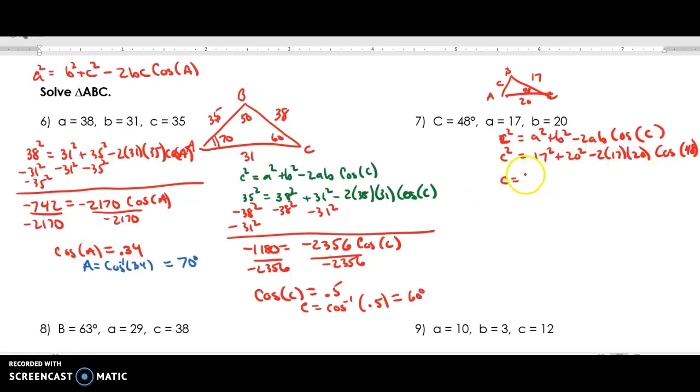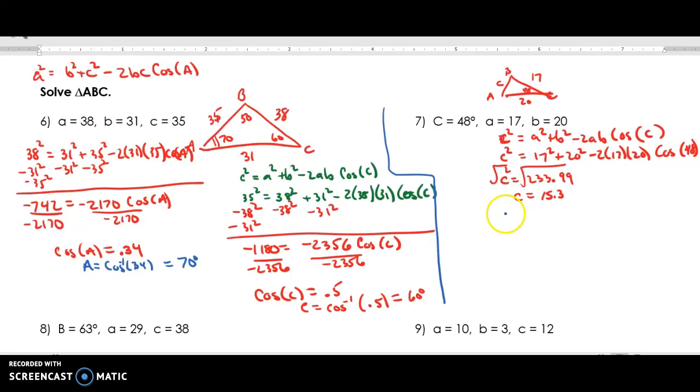So c squared ends up equaling 233.99. And now how do we solve for c? I go ahead and take the square root of that, and that would give me c is about 15.3 units long. Okay? So now I want to go and find one of the other angles.